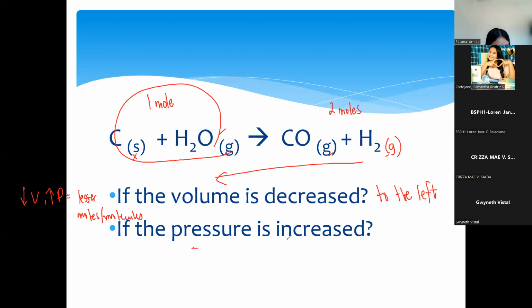So definitely ito, parehas lang naman, if the pressure is increased. Kasi if yung volume mag-decrease, si pressure tataas. The shift will still be on the lesser moles or molecules of gas, and this is still going to the left. Okay, naintindihan? Do you have questions or clarifications? Baka may gusto kayo i-clarify.